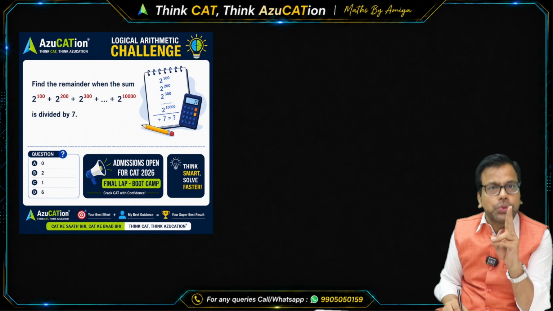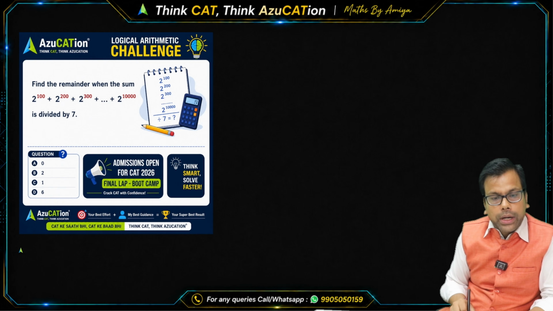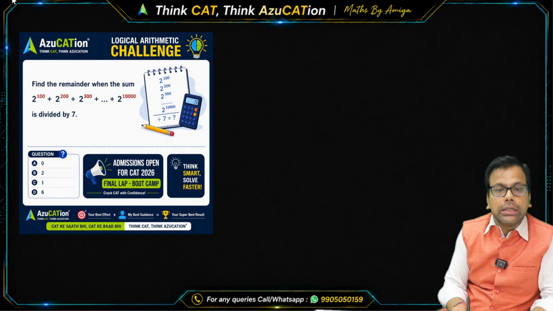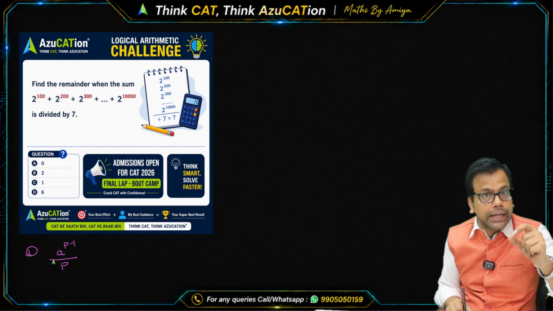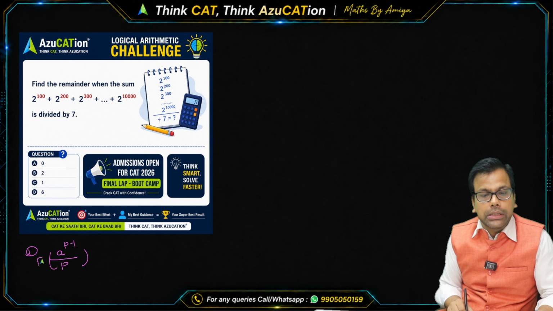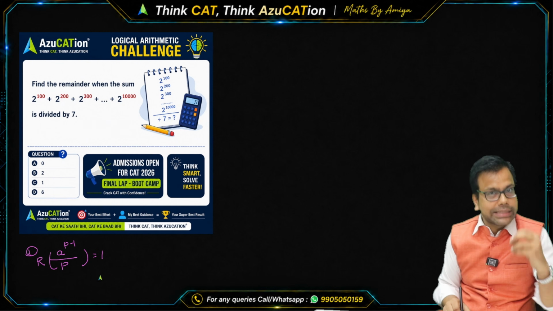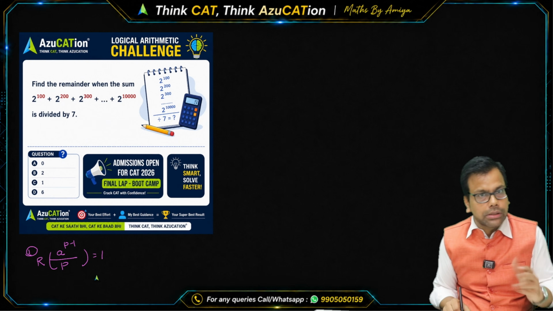I am going to use two concepts. The concept number 1 is called the cyclicity or Euler theorem. If a number a is divided by p, and the power is p minus 1, and there is nothing common between a and p, this remainder is going to be 1. This is called the cyclicity or the reverse or the Euler.